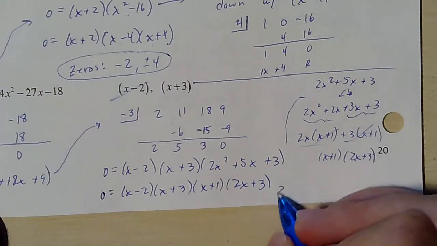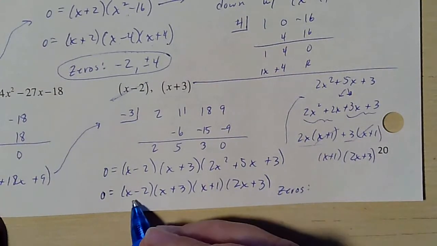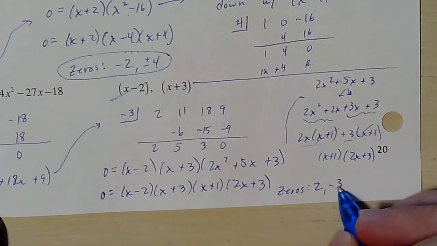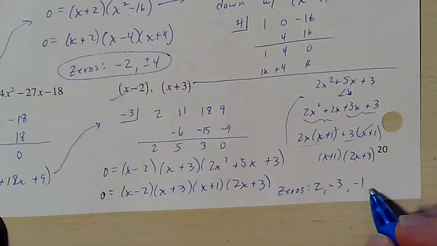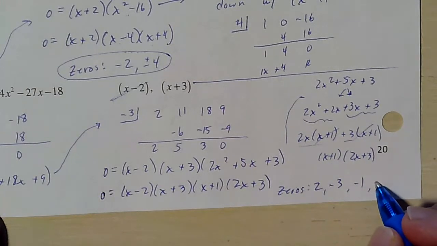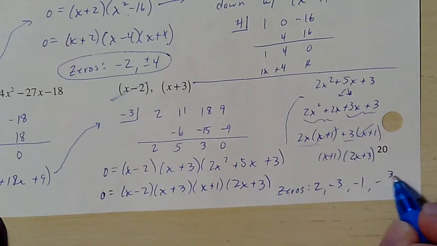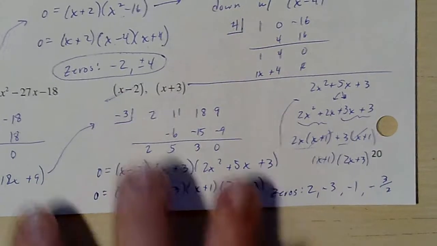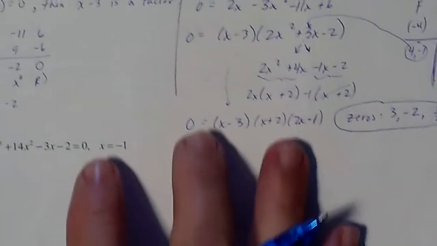So my zeros are positive 2, negative 3, negative 1, and negative 3/2. Okay? I know these take a while. I'm not loading you up with tons of them, but you know, this is a 2-day block, so I'm keeping that in mind too. I'm giving you kind of a hefty 1-day load. So you have a couple like these and a couple like these.